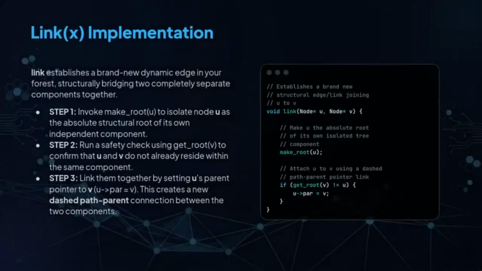The code for link establishes this brand new dynamic edge safely. Step 1. Invoke make root of u to isolate node u as the absolute structural root. Step 2 is a vital safety check. We run find root of v to confirm that u and v do not already reside within the same component, which prevents us from accidentally creating a cycle. If they are separate, we link them by setting u's parent pointer to v, creating that new dashed path parent connection.